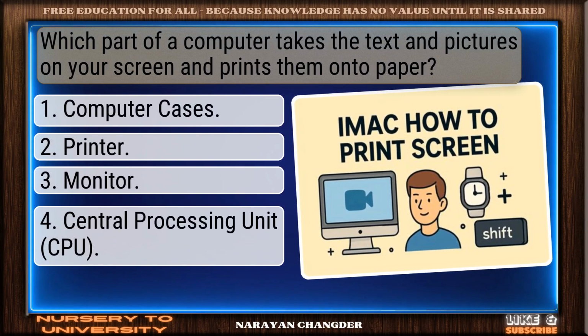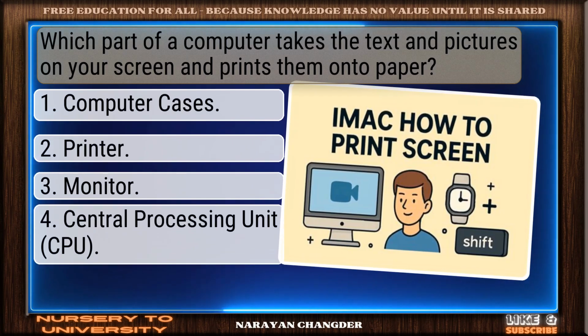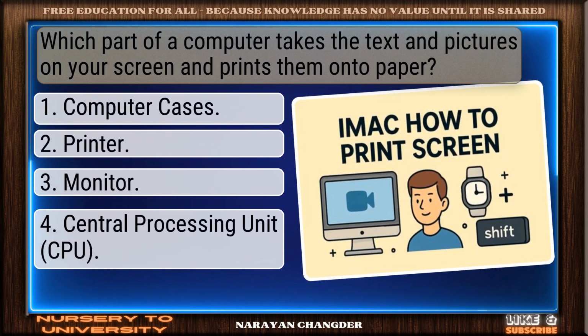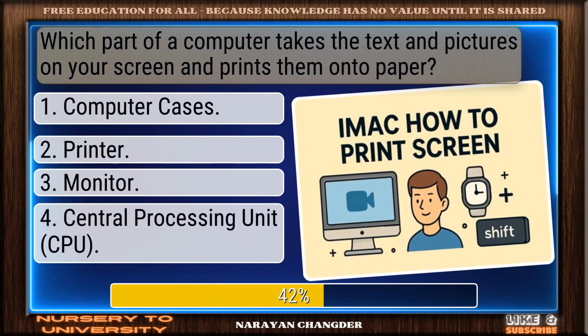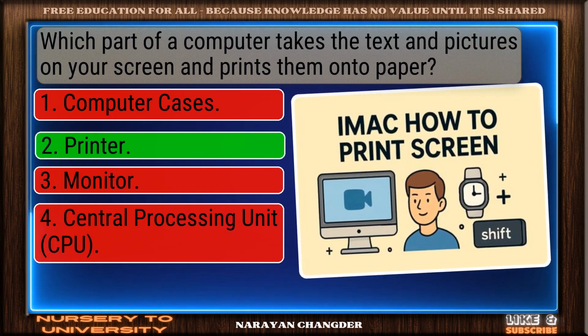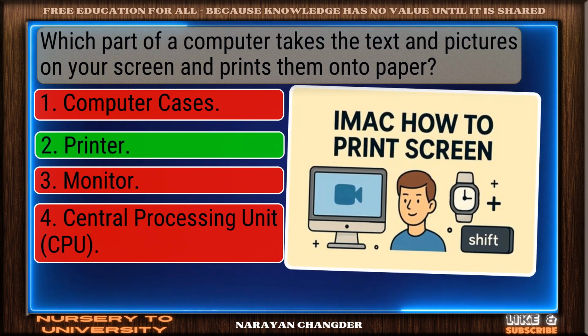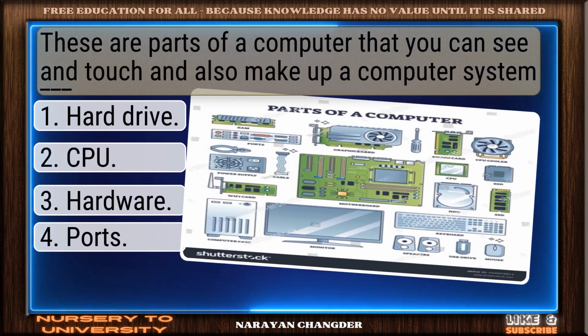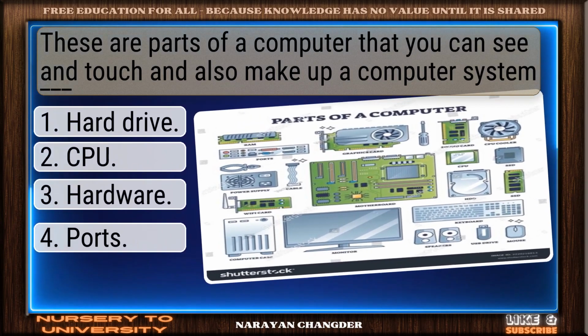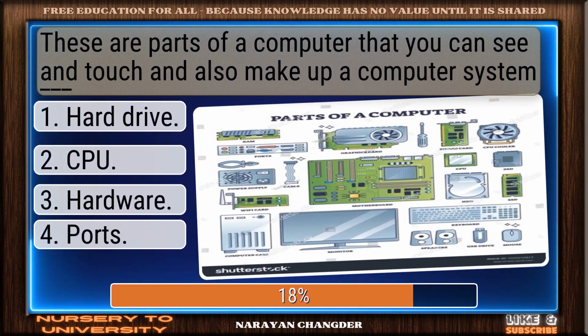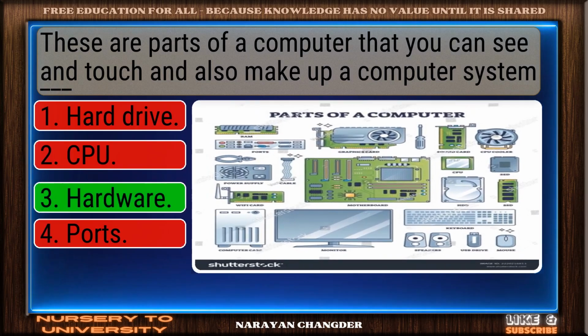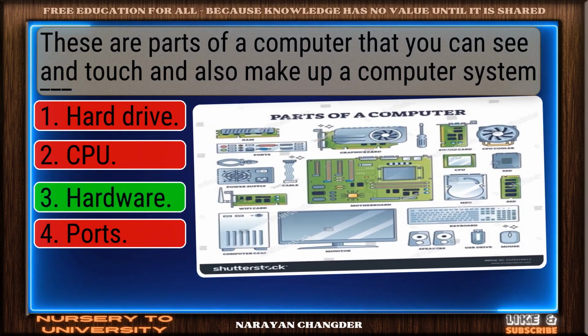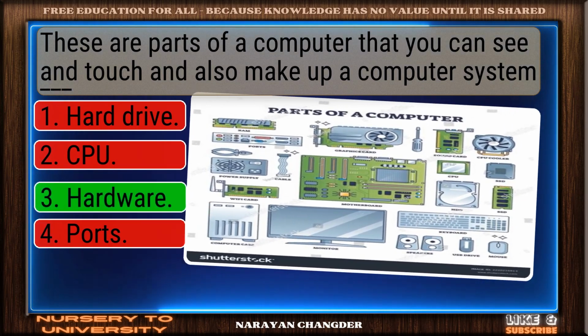Which part of a computer takes the text and pictures on your screen and prints them onto paper? Smart pick. Printer is the correct choice. These are parts of a computer that you can see and touch and also make up a computer system dash. You're right. Hardware is the correct answer.